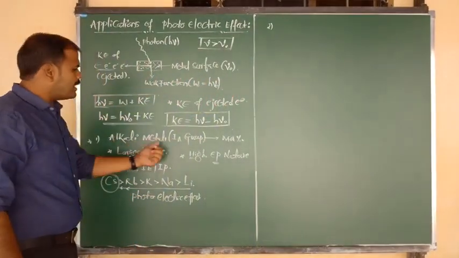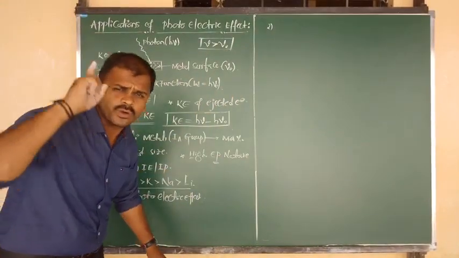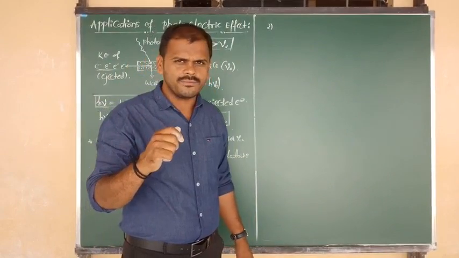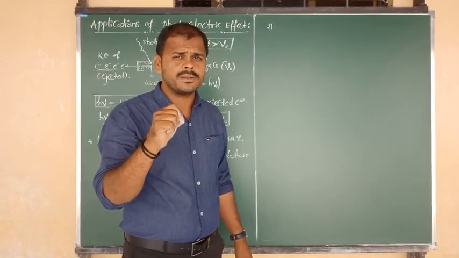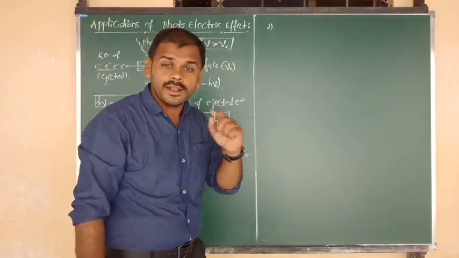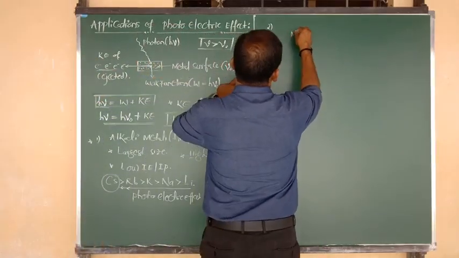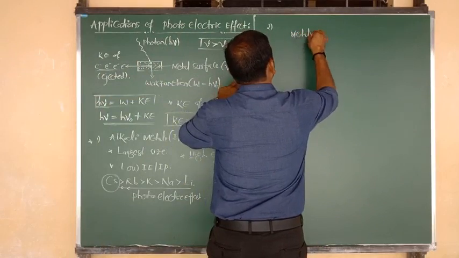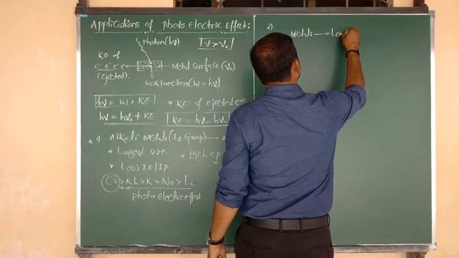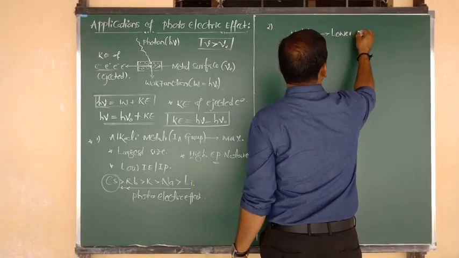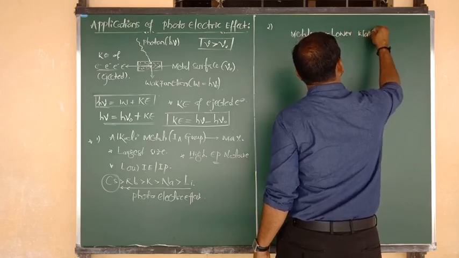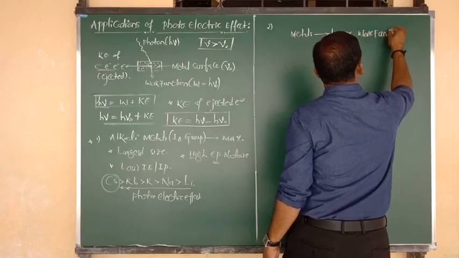Condition 1 is alkali metals; they show maximum photoelectric effect. And similarly, I am going to give you another condition. Under which condition will a metal show maximum photoelectric effect? The condition is metals which have very low, or we can say lower, work function values. Lower work function values.